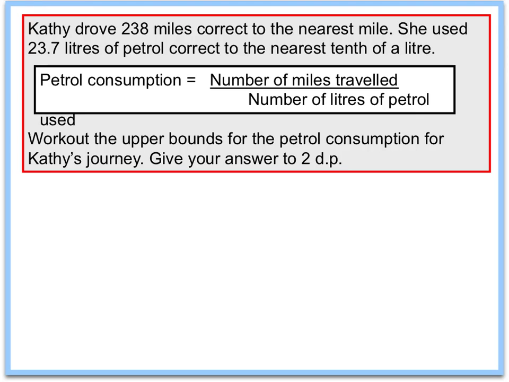Next one, and this is another level of difficulty, and you'll see why in a second. Kathy drove 238 miles correct to the nearest mile. She used 23.7 litres of petrol correct to the nearest tenth of a litre. So we've got two different units involved here. This is how you work out petrol consumption, and work out the upper bound for the petrol consumption. Now don't be fooled into thinking that you only need to find the upper bounds to begin with, because we're going to need both of them here. So first of all, let's find the upper and lower bounds of each of those, like we did a second ago.